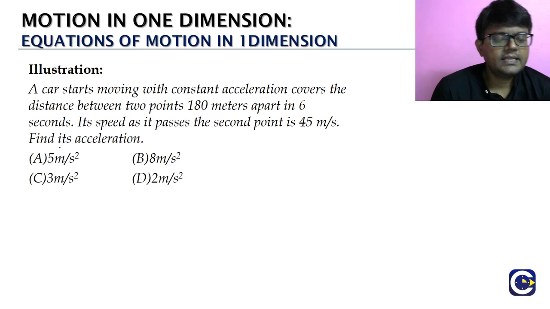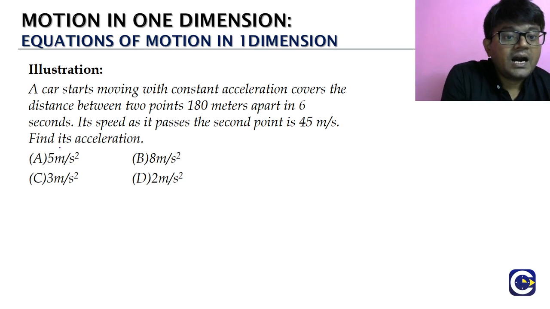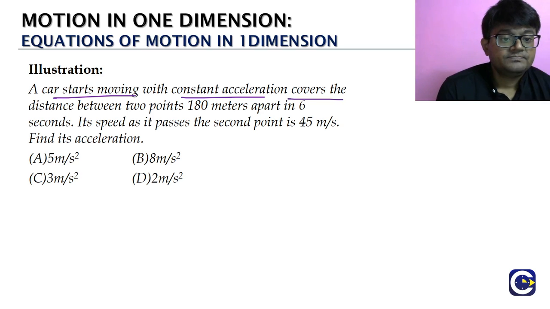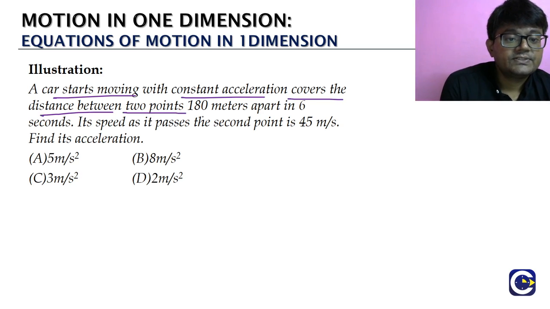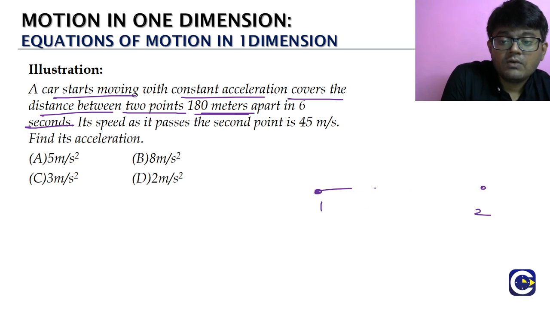We'll look at another question. A car moving with a constant acceleration covers a distance between 2 points 180 meters apart in 6 seconds. This is one point, this is another point, point 1, point 2. The gap between them is 180 meters, and it covers this in 6 seconds.